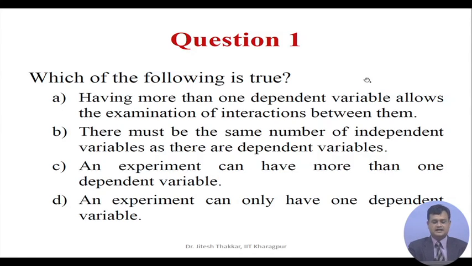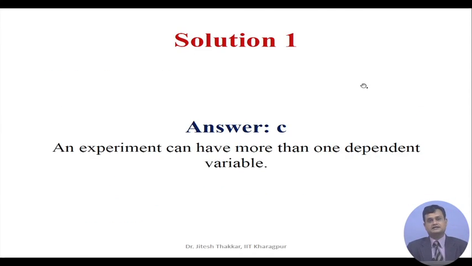If we see the answer, then the correct answer is C. An experiment can have more than one dependent variable, and these dependent variables can have significant or insignificant effect on the independent variable.